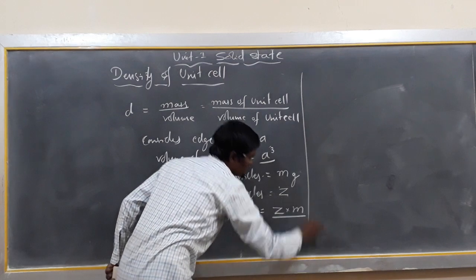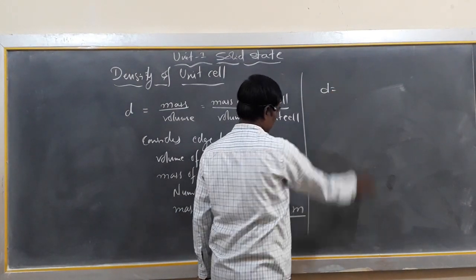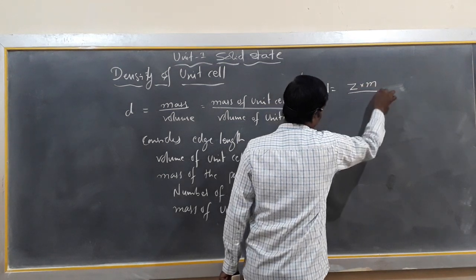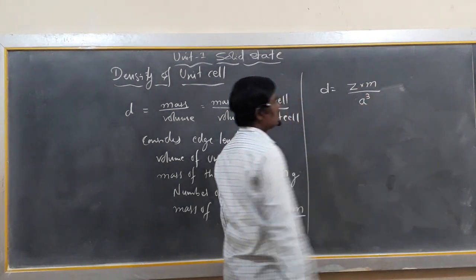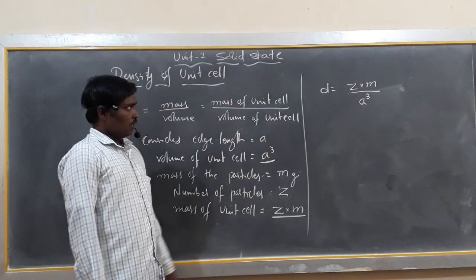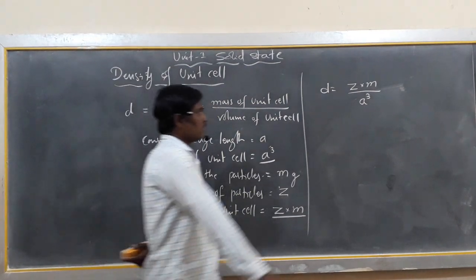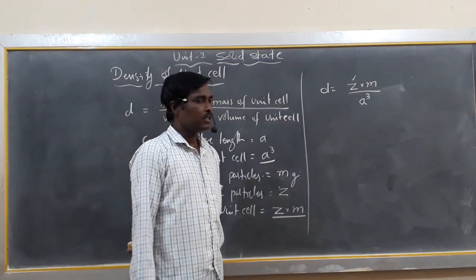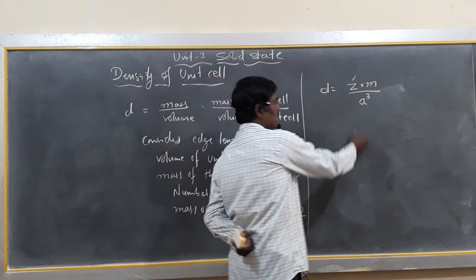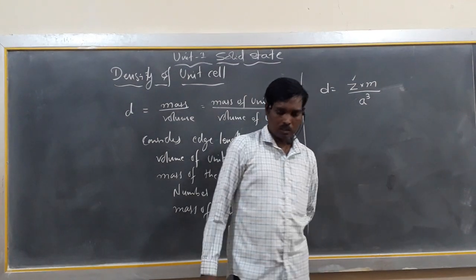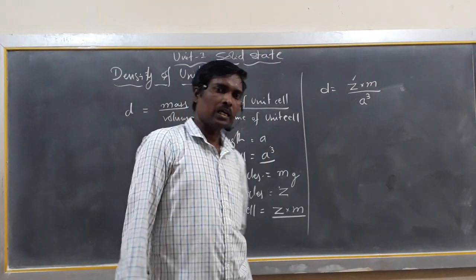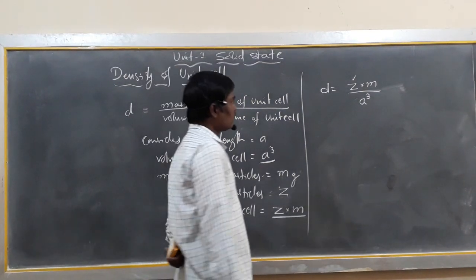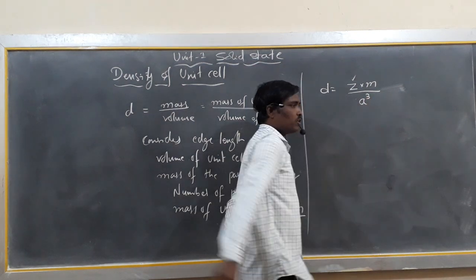So D is equal to, in the numerator, Z into small m, divided by the denominator, volume, which is a cube. Here the Z we can easily calculate, by knowing the type of unit cell. And the edge length is calculated using the X-ray diffraction method. By knowing the edge length, we can easily calculate the volume of a unit cell.